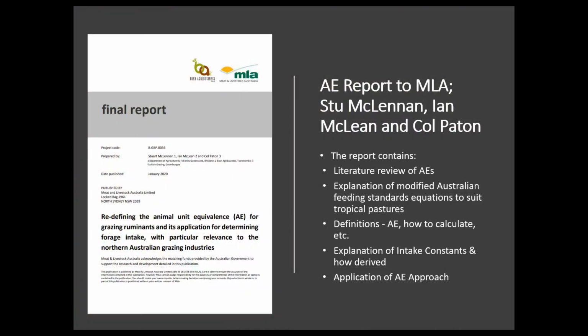So the report itself has a range of things in it, but it starts with a comprehensive literature review of the animal unit equivalence concept and the failings of the current system for practical use. It has explanations of findings from trials showing intakes of cattle on tropical pastures were less than predicted by the commonly used Australian feeding standards equations, and how this led to the modification of those equations to better reflect intakes of cattle on tropical pastures.